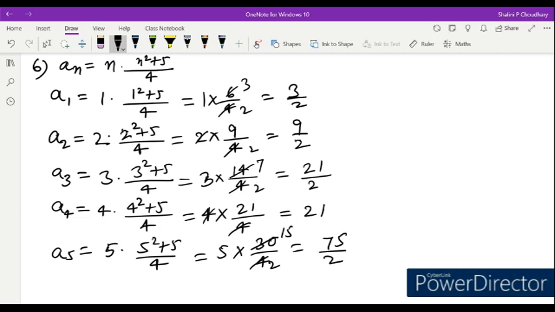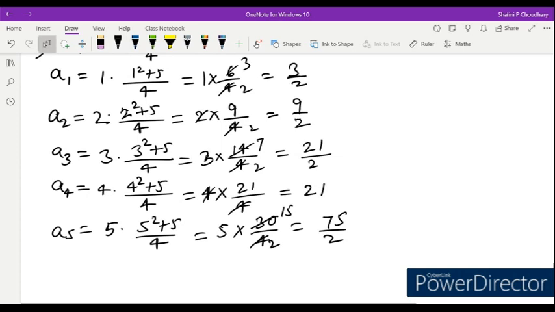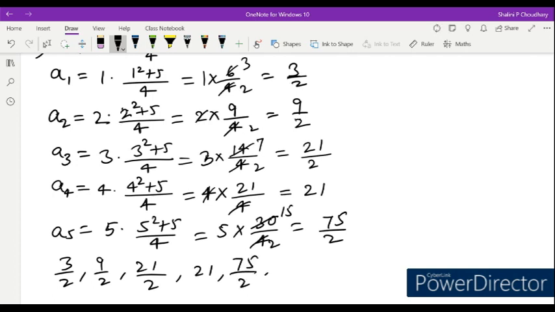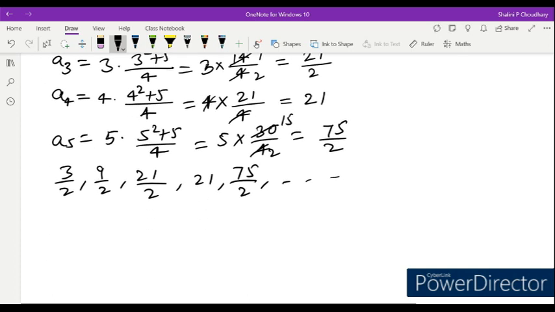75 upon 2. Okay. So the first 5 terms of the sequence will be 3 upon 2, 9 upon 2, 21 upon 2, 21, 75 upon 2, and so on as follows. So these are the first 5 terms.